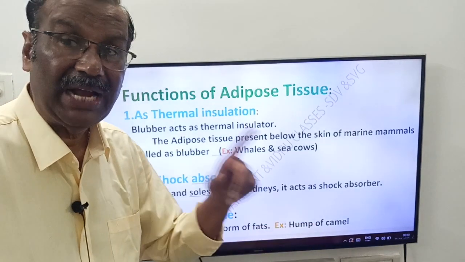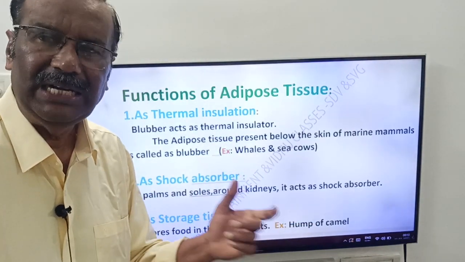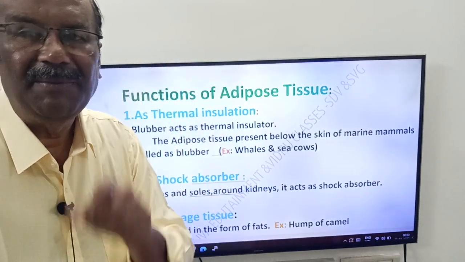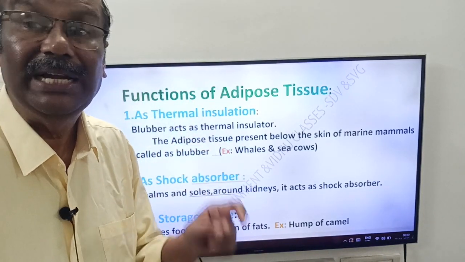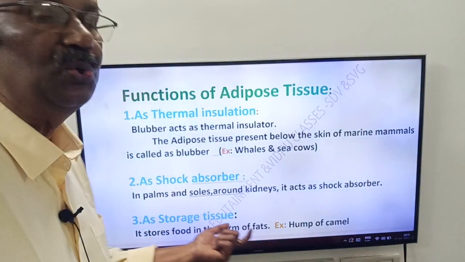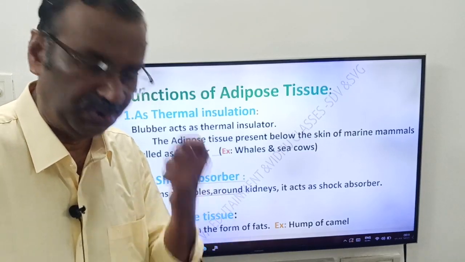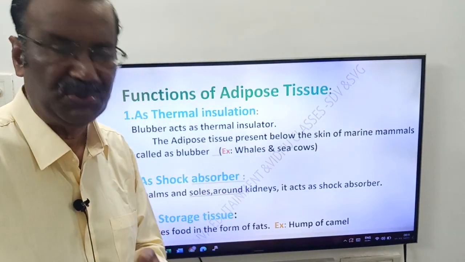Example, friends: hump of camel. So many animals have a hump. Here you have to write hump of camel. Hump of camel has what? Adipose tissue. It stores what? It stores food. So it acts as what? Storage tissue. Adipose tissue acts as storage tissue. It stores food. These are the functions of the adipose tissue.